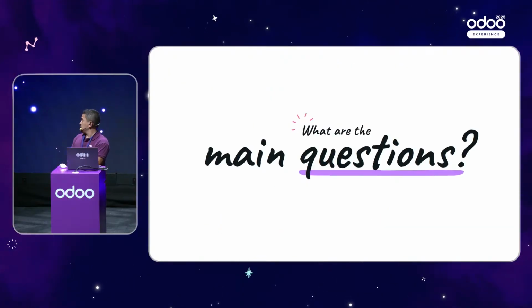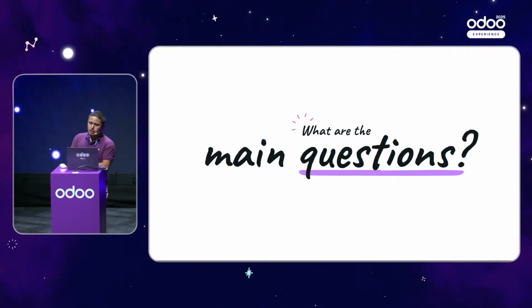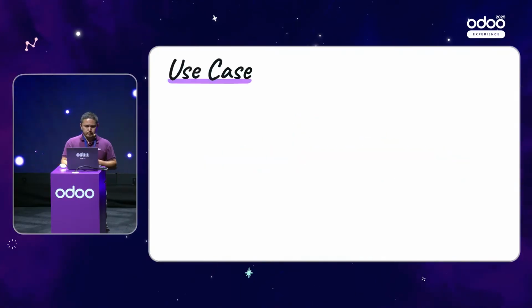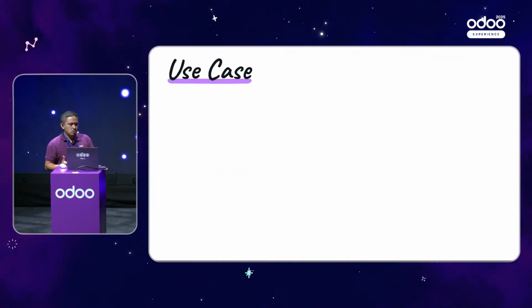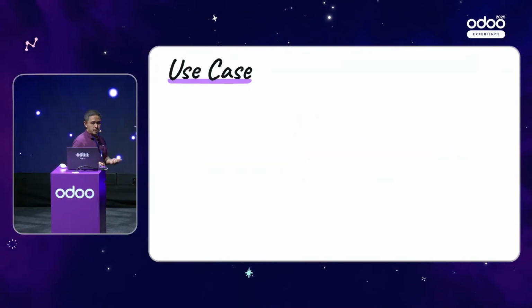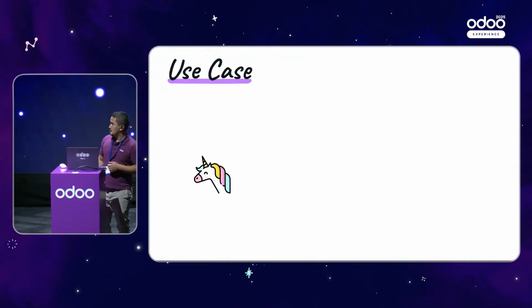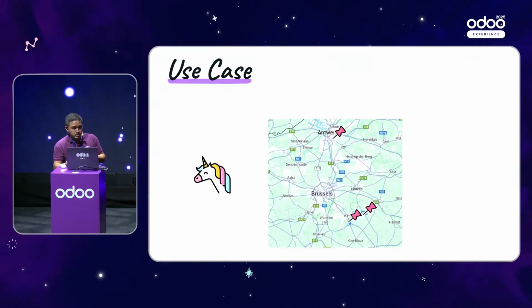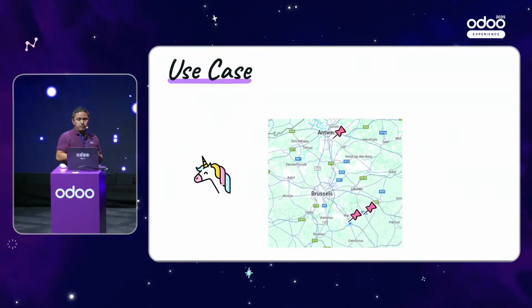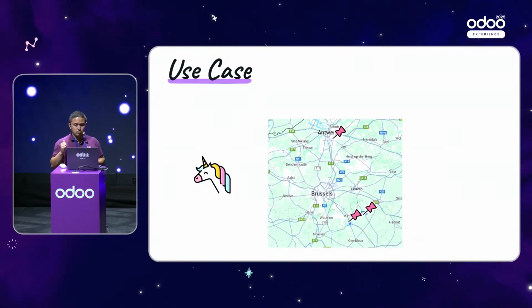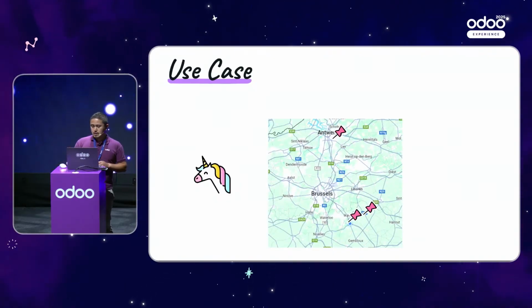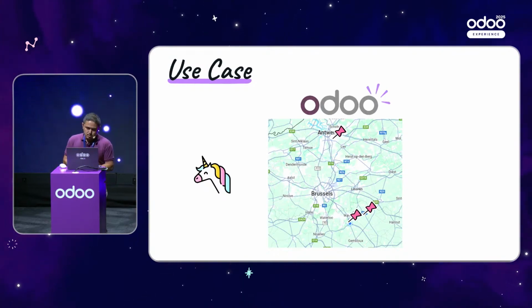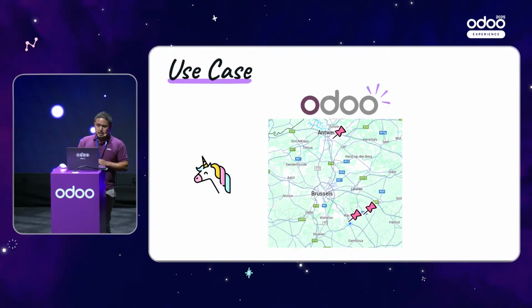Then we can move on, and I will answer some of the main questions we have when we have a project to implement maintenance. Just to give some context, I will use a use case. I will talk about a company that is a unicorn, located here in Belgium with three different sites: Antwerp, Louvain-la-Neuve, and the farms. Maybe you know which company I'm talking about: Odoo. It's just an example, of course, but this could be in any industry, right?